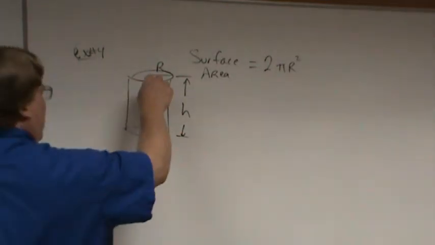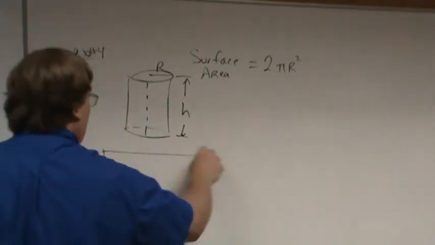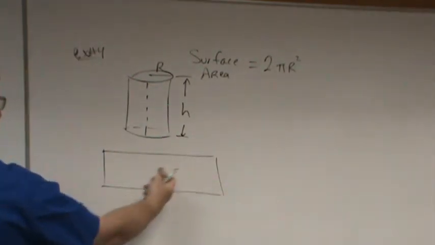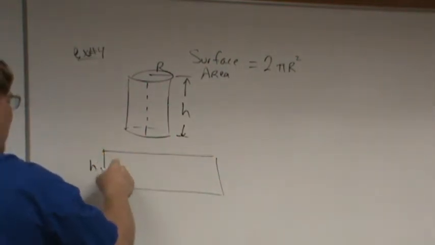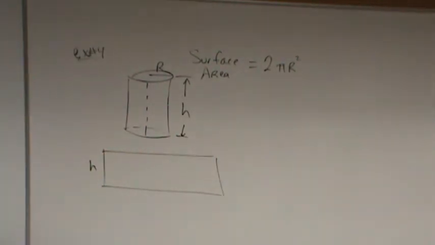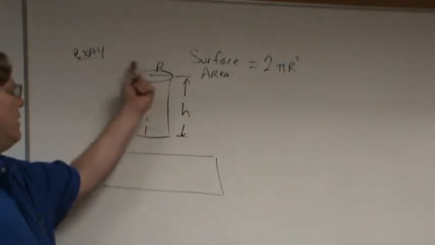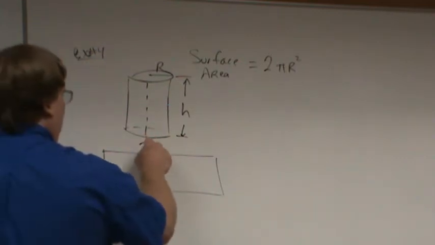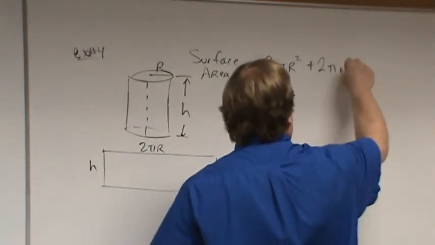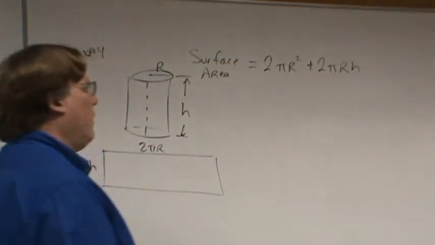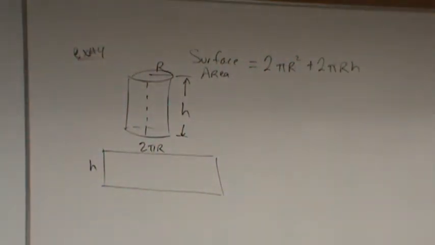And if I were to cut the label and lay it out like that, do you see that this length of the label, well, this here is going to be the height. Someone tell me, what's that length of the label going to be? Yeah, 2 pi r, the circumference of the caps. This will be 2 pi r. So you got 2 pi r squared plus 2 pi r h. That's your surface area. That's what you're going to have to be minimizing.